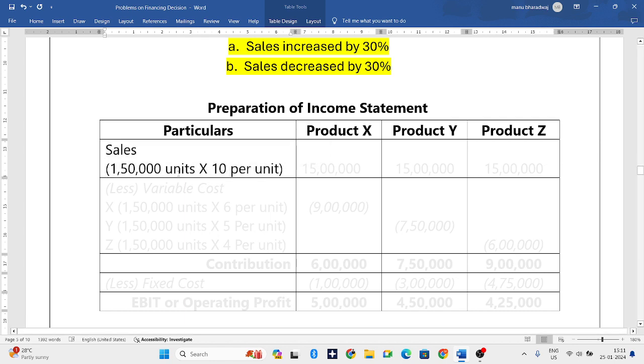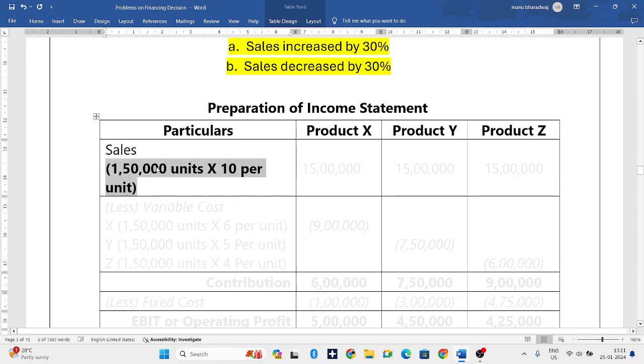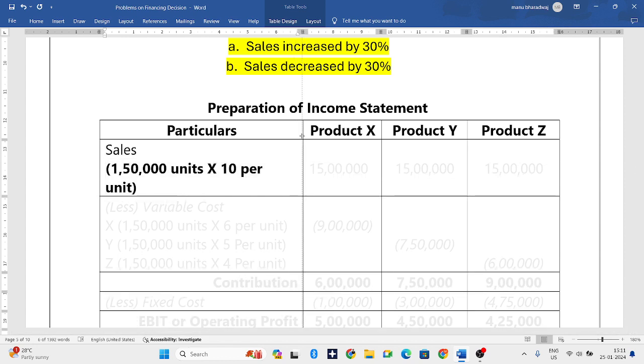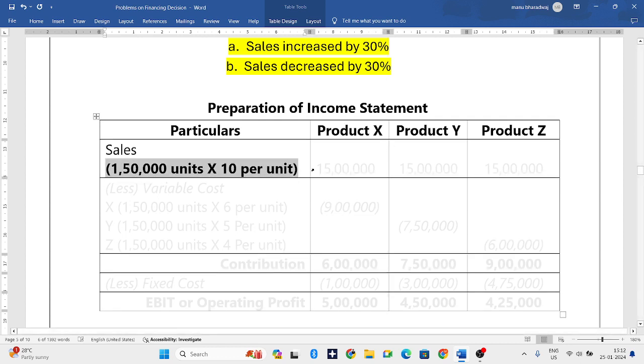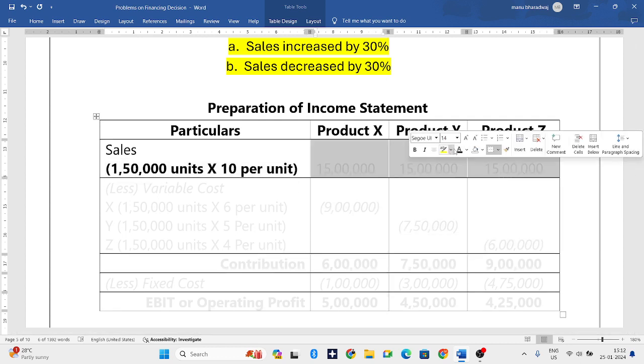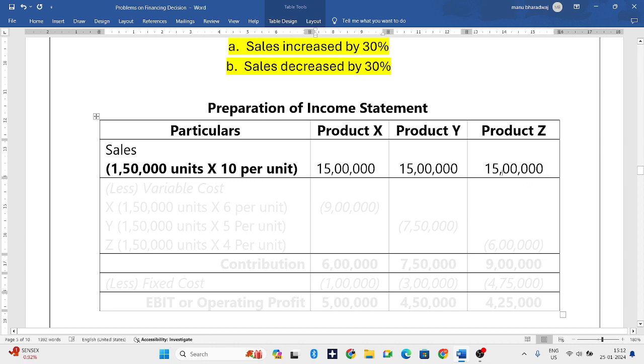Each unit, that is 1,50,000 units they are selling, and each unit they are selling for 10 rupees per unit. So what will be the product X? When you multiply 1,50,000 into 10 per unit, for all the three products you will be getting sales of 15 lakh rupees.